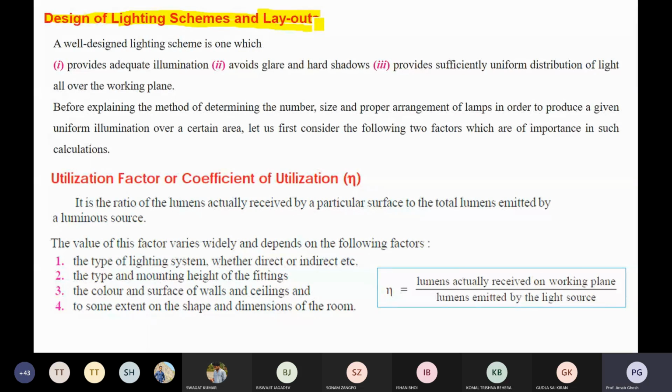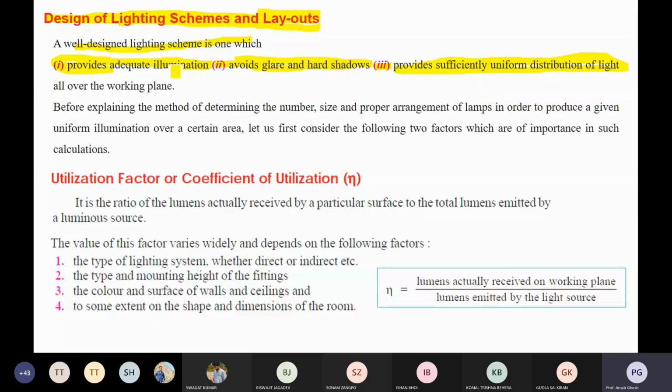Next one is to avoid glare and hard shadows. Illumination should be such that there are no hard shadows; glare means obstacles and hard shadows should not be there. Point number 3 is to provide sufficiently uniform distribution of light over the whole working plane. If there is not sufficient light distribution, some portions will be dim and some will be bright. That uneven distribution may cause obstacles, and it may not give you better efficiency.